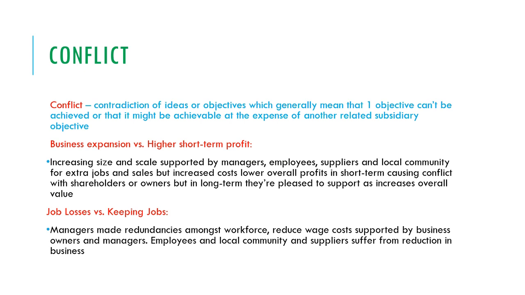Then you have job losses versus keeping jobs, as managers will make redundancies amongst the workforce, reducing wage costs, supported by the business owners and managers. Employees, the local community and suppliers suffer from a reduction in business. This can be much like conflict between stakeholders, and you probably could relate these in a question like that as well. So now we're going to move on to corporate objectives.